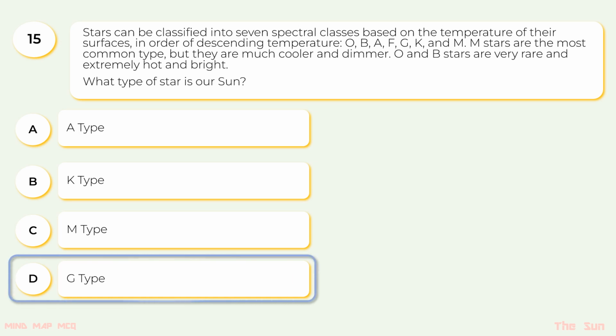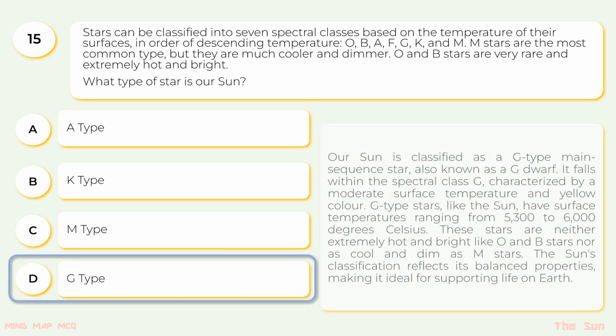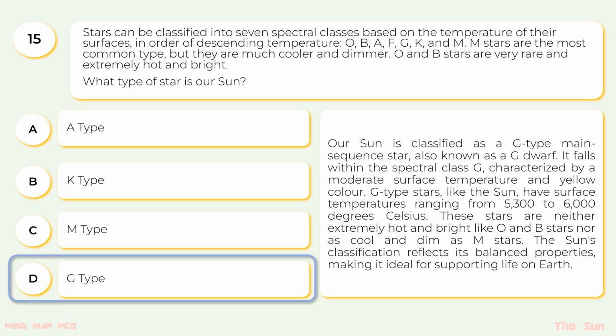The correct option is D, G type. Our Sun is classified as a G type main sequence star, also known as a G dwarf. It falls within the spectral class G, characterized by a moderate surface temperature and yellow color. G-type stars, like the Sun, have surface temperatures ranging from 5,300 to 6,000 degrees Celsius. These stars are neither extremely hot and bright like O and B stars, nor as cool and dim as M stars. The Sun's classification reflects its balanced properties, making it ideal for supporting life on Earth.